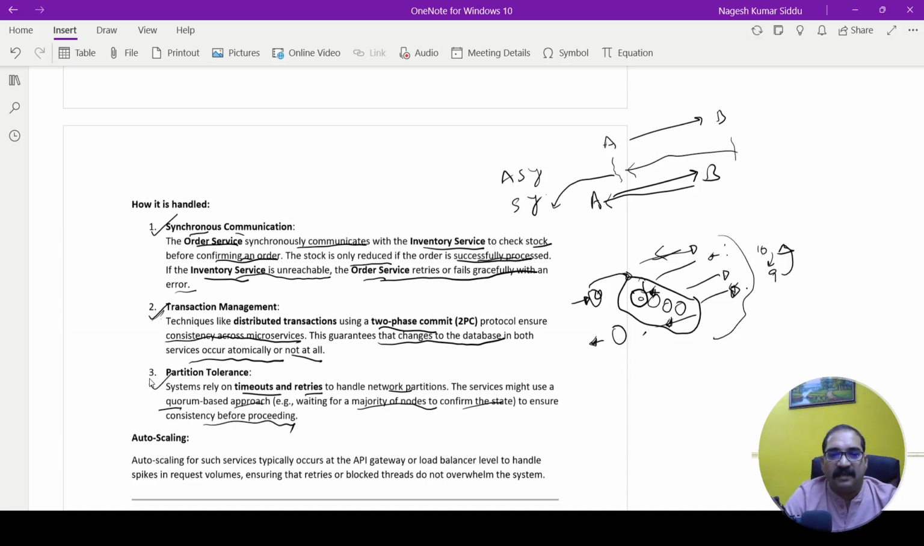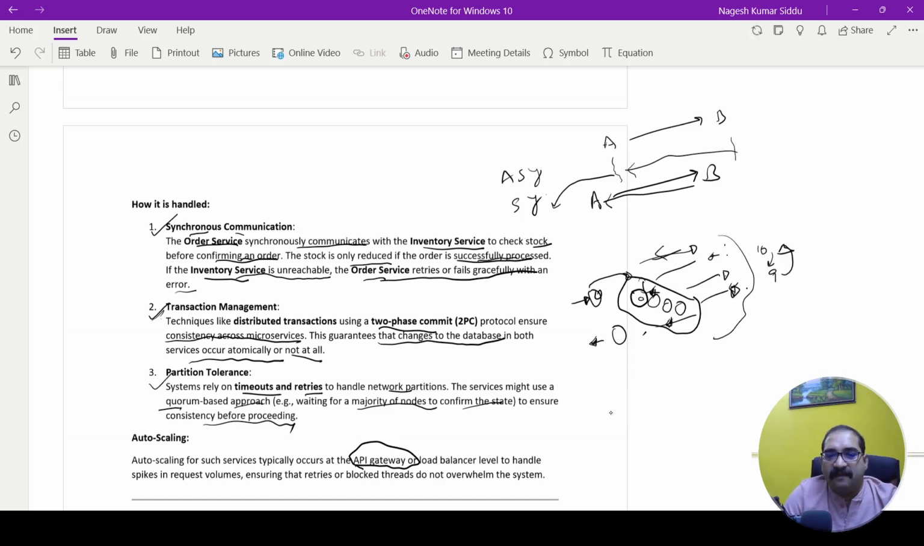microservices with Kubernetes, and the whole logic of microservices is that we will be able to scale an application to millions of requests, right? How is it possible? By scaling. Now what to scale in this case? So here auto scaling for such services typically occurs at the API gateway level. Can you tell me why it happens at the API gateway level?